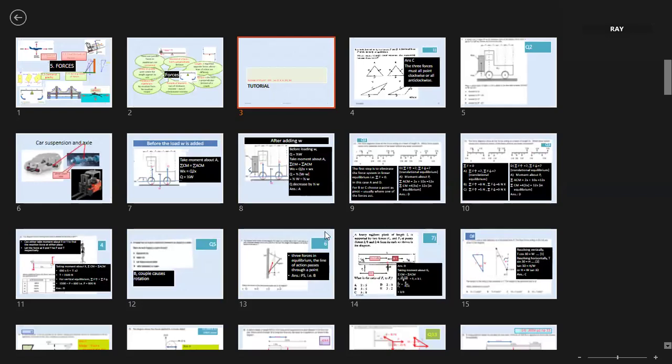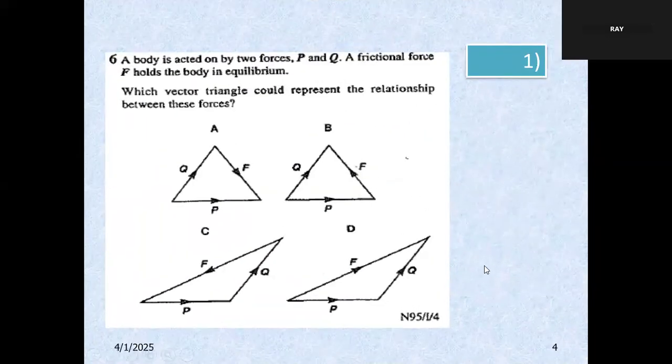Okay, let us try some questions. This one, the whole question. The body is acted on by two forces, P and Q. A frictional force, F, holds the body in equilibrium. Which vector triangle could represent the relationship between the forces?